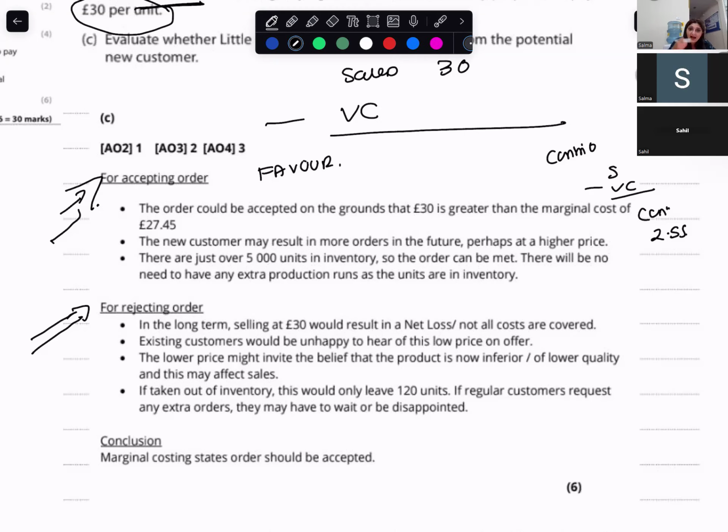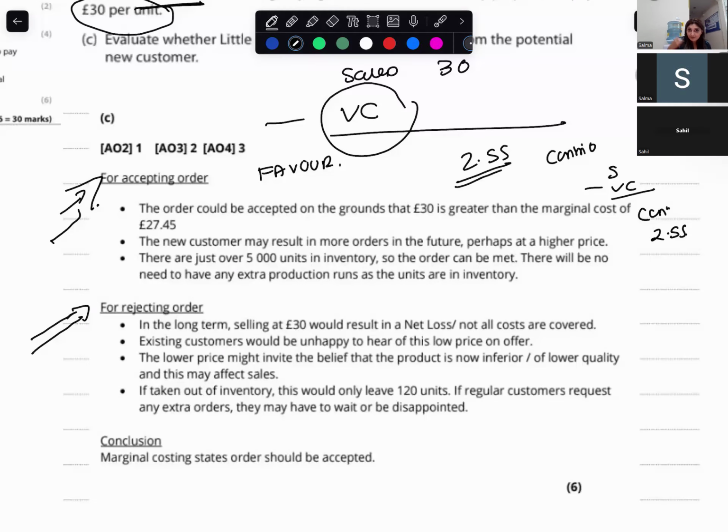They are asking us a question because the selling price is lower than 50. So we can reject it as well. You can reject it as well. If you have a spare capacity and you have to give answers for both accepting and rejecting. If you have a spare capacity and you can fulfill the order, you should accept it because at least the product is recovering the variable cost and plus it is giving you 2.55 extra per unit.